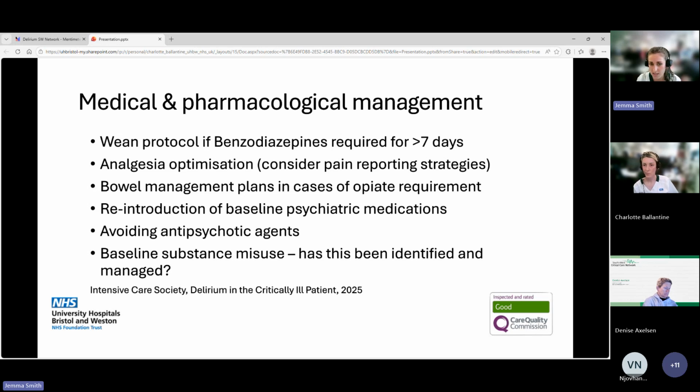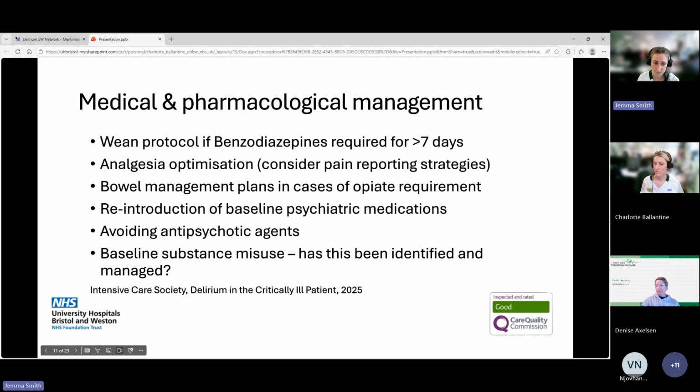Have we explored their baseline mental health history? We know that essentially we aren't. The NCEPOD report told us that we aren't looking at people's psychiatric history before they come into the intensive care unit. So we need to be looking at that as part of our social histories and making sure that people have got their baseline psychiatric medications integrated into their care plan before they're woken up from sedation.